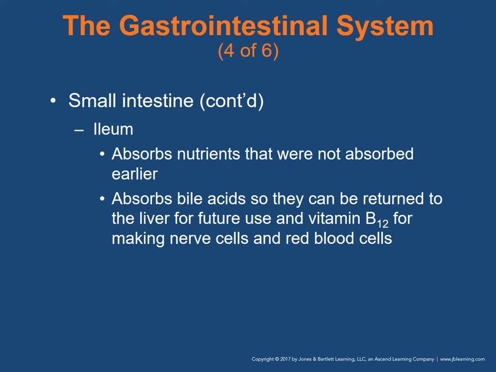Specifically, the last section, the ileum, which connects to the large intestine, its job is to absorb nutrients that were not absorbed earlier, and it helps to absorb bile acids so they can be returned to the liver for future use, and vitamin B12 for making nerve cells and red blood cells.